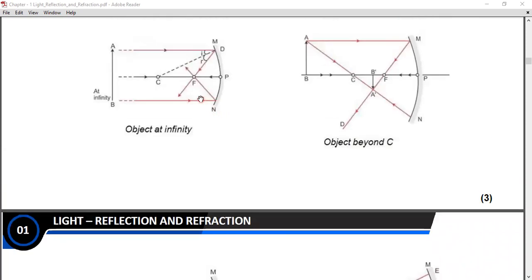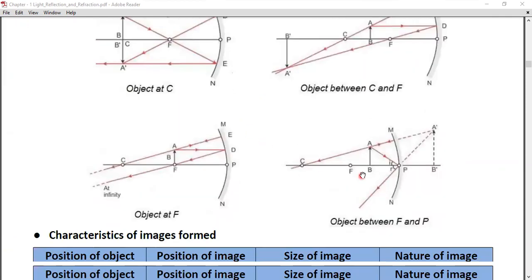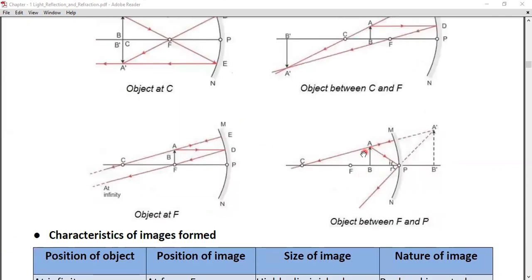Because in the first five situations, the nature of the image is real and inverted. But in the sixth case, when the object is kept between focus and pole, you will be getting a virtual image, virtual, erect and magnified, enlarged. So this is the only case where we can expect a virtual image formed by the concave mirror.